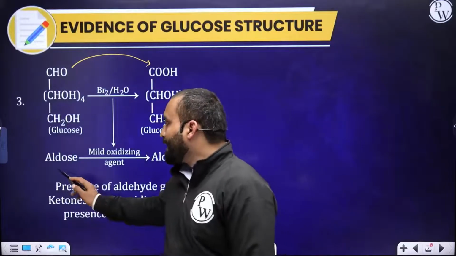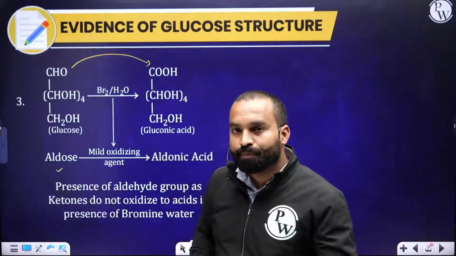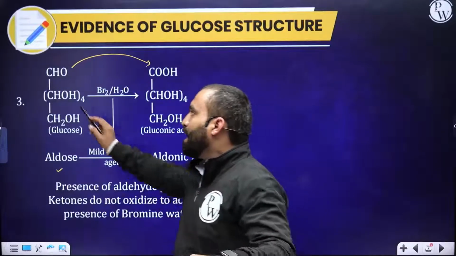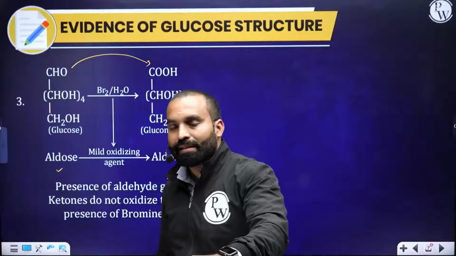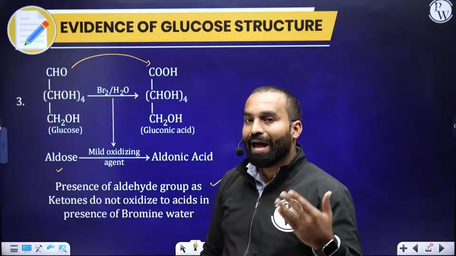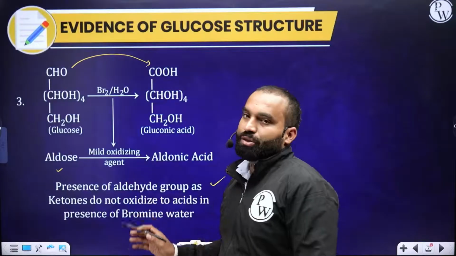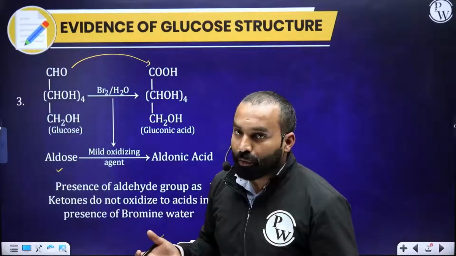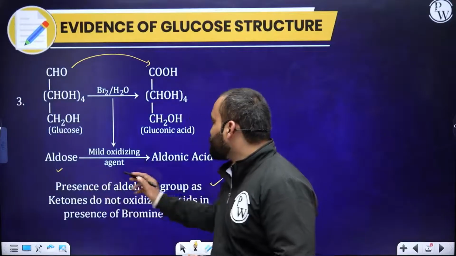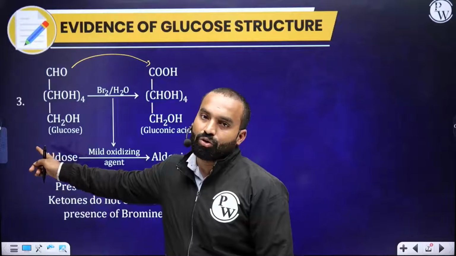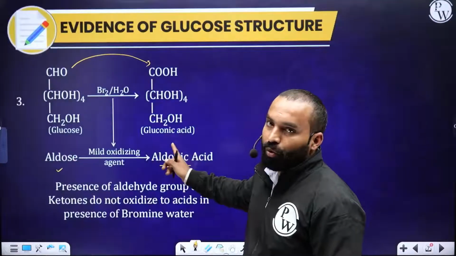They are untouched. Nothing happens to these alcohol units. So if you take an aldose, what is the meaning of aldose? Any sugar molecule, if it has an aldehyde unit present in it, is given the general name aldose. Treating an aldose with a mild oxidizing agent like Br2 water, bromine water, will convert aldose to aldonic acid. Which aldose is this here? This is glucose. So glucose will be converted to gluconic acid.